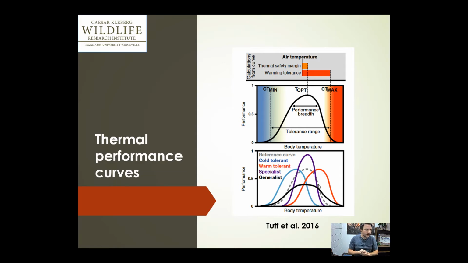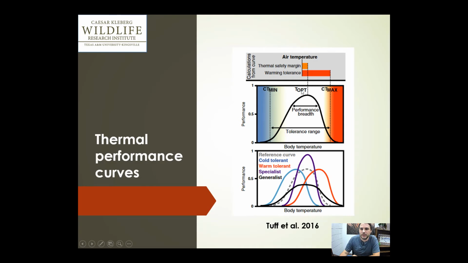So in physiology, we think about things like thermal performance curves. And really what these are is just a way to understand how an organism is going to perform at given temperatures. And really the important thing here is we have temperatures called CT min, so critical thermal minimum, and critical thermal maximum. Ultimately what these are is the coldest temperature and the hottest temperature that an organism can perform theoretically without perishing. And so that's its thermal tolerance range between those two values.